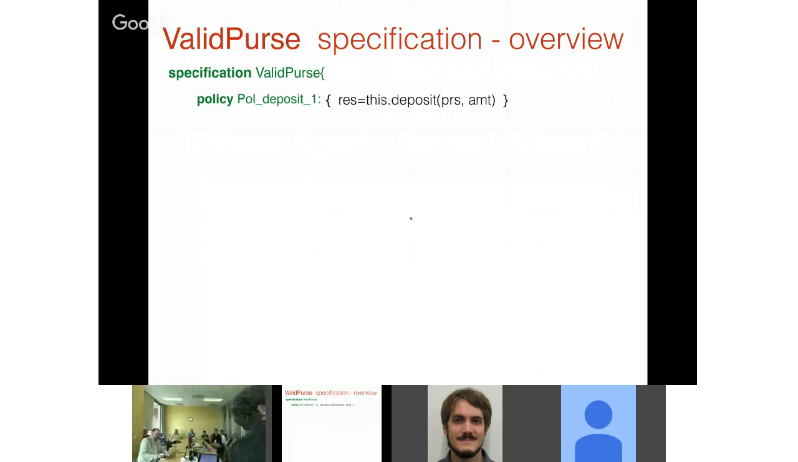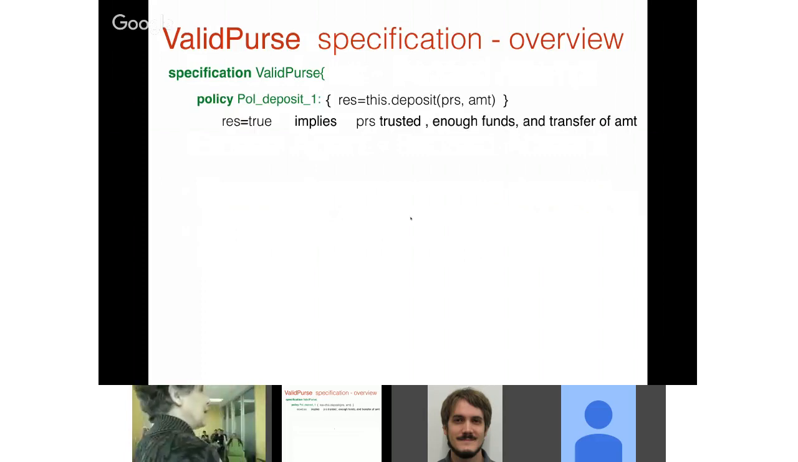So this is called purse because we are expecting it to be a purse, and this is called amount because we're expecting it to be some sort of number, but there's nothing that enforces that statically. And the result will tell us whether the deposit was successful. If it says yes, then this argument is trusted to be a purse, that the receiver considers to be a trusted other purse. There were enough funds, and the transfer did happen.